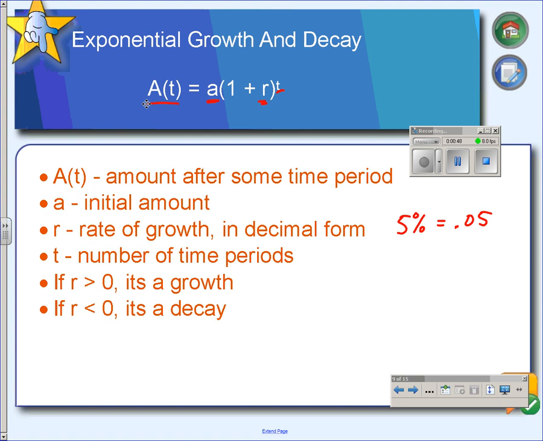The amount of time has to be written in the same vein as the rate. So if it's a 5% annual growth rate, the time has to be written in years. If it's a 5% monthly growth rate, then the time has to be written in months. So if R is a number greater than 0, in other words, a positive value, then we're talking about a growth function. And if R is less than 0, or in other words, negative, then it's a decay function. So R cannot be equal to 0.